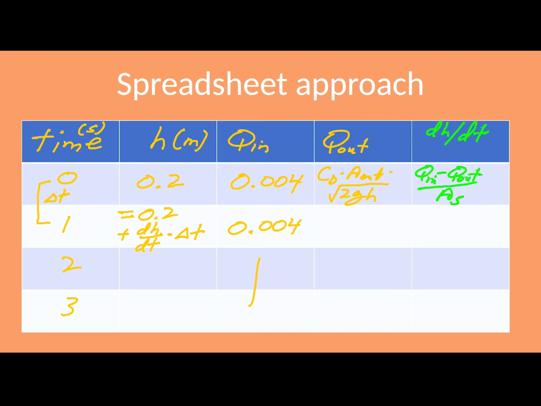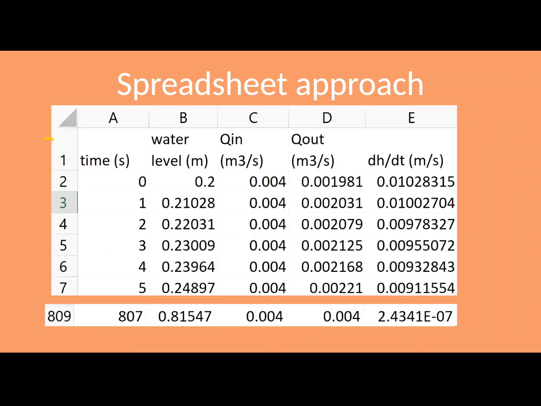And so for this one, this dH/dt is from the previous time step. It's this value over here. And we're going to just fill that all the way down, and we should be able to fill all the columns all the way down, and you can populate this spreadsheet. So you may want to try that in Excel or Google Spreadsheets. And if you do that, you get something that looks like this.